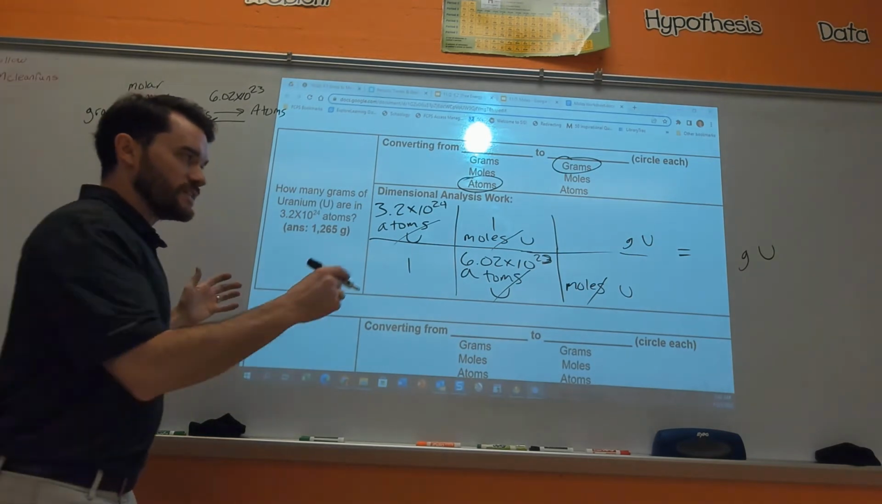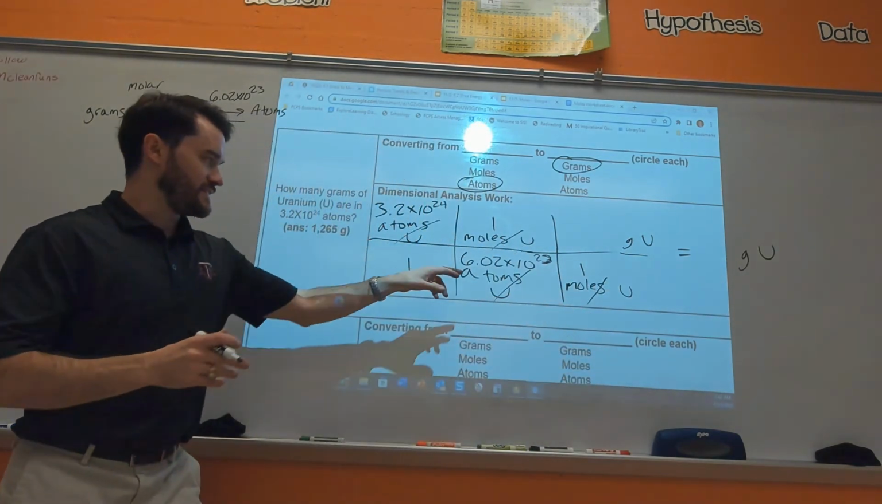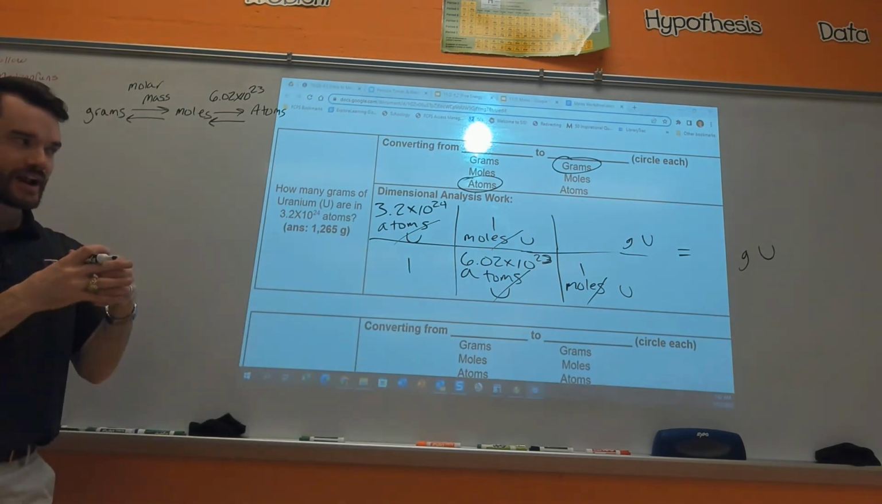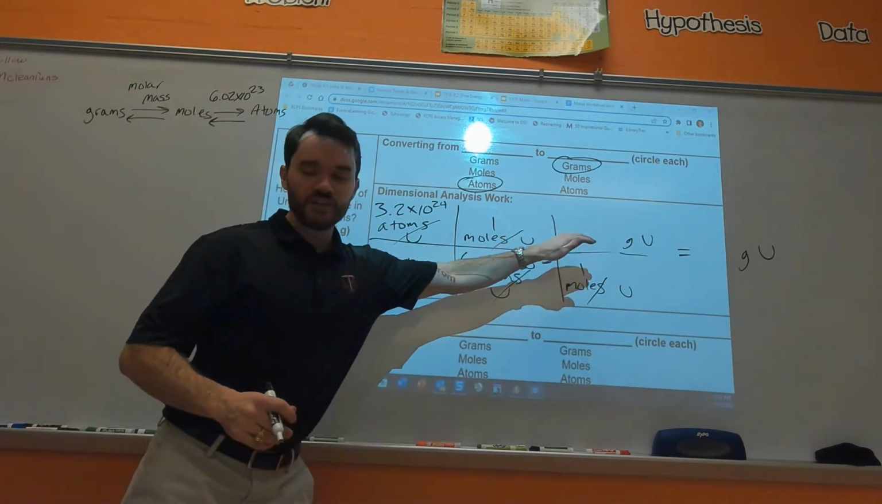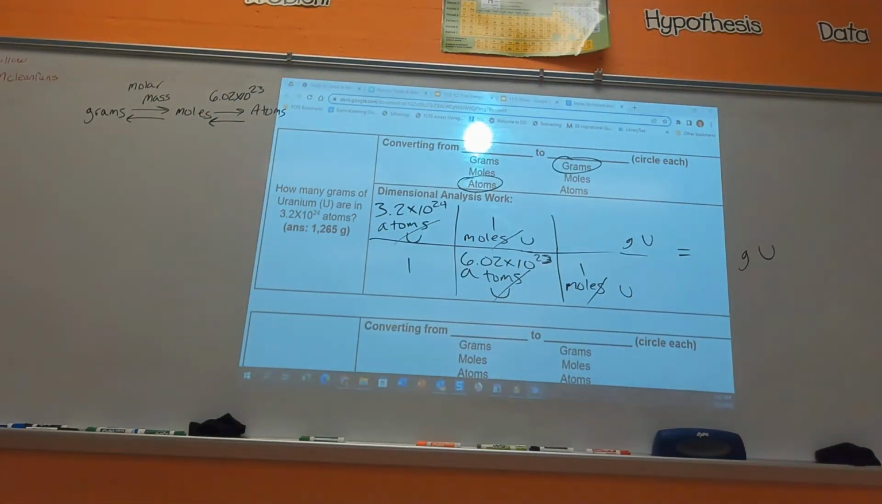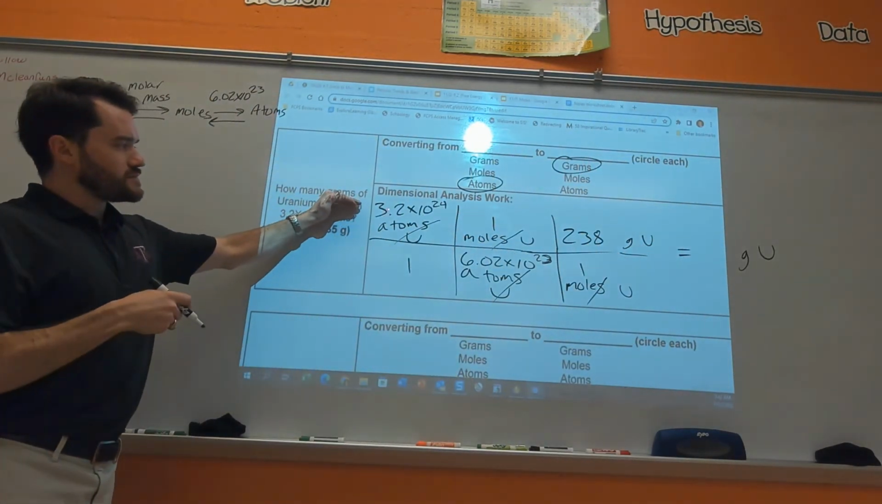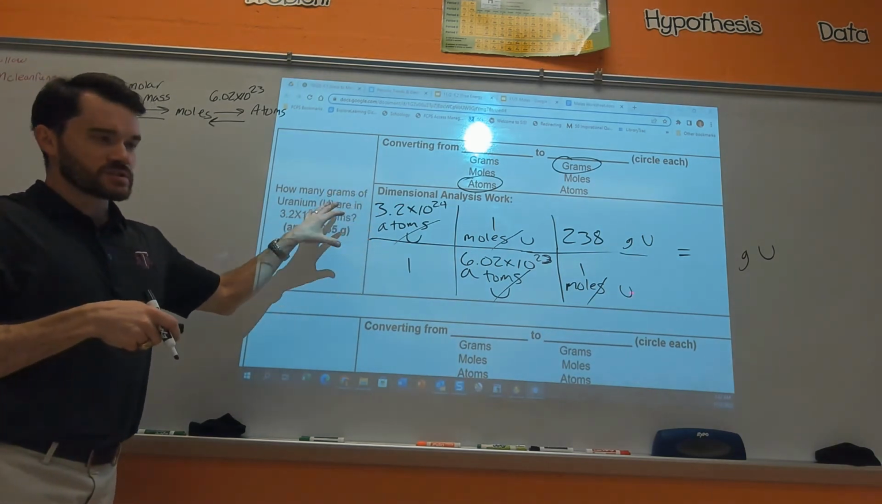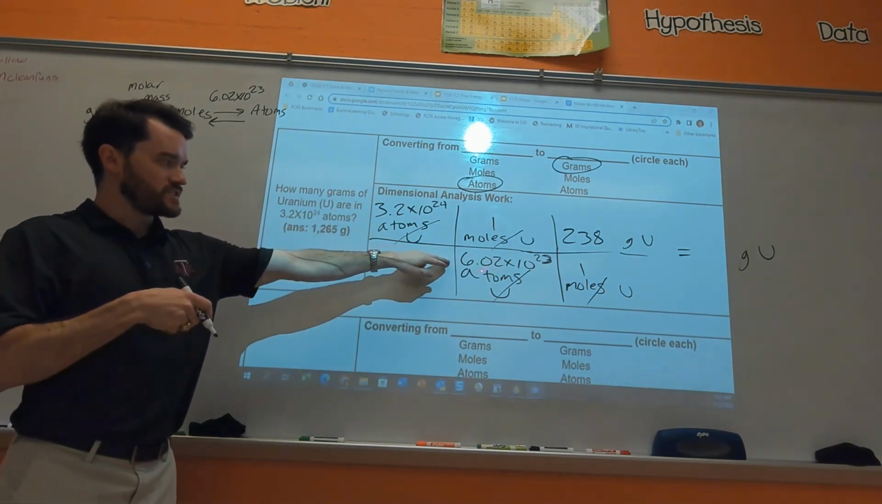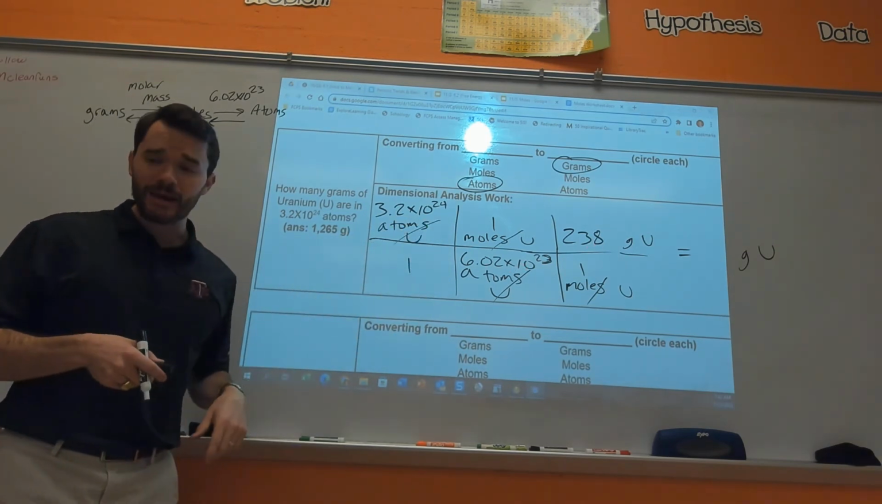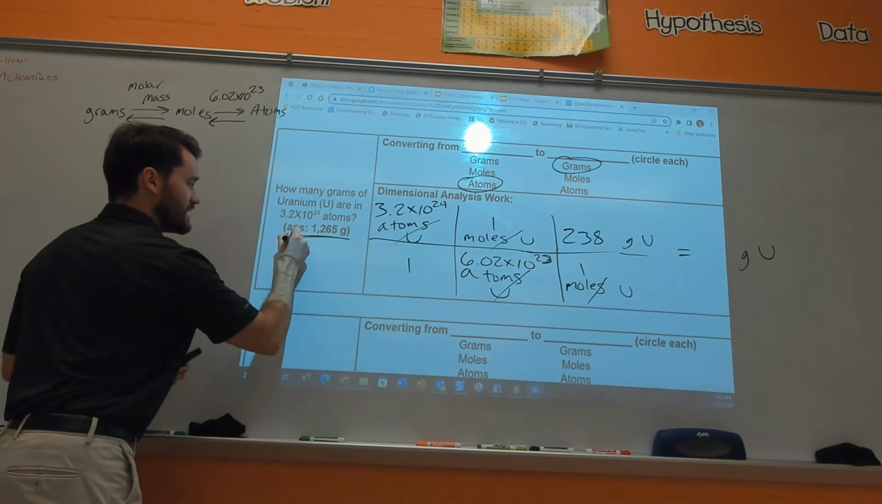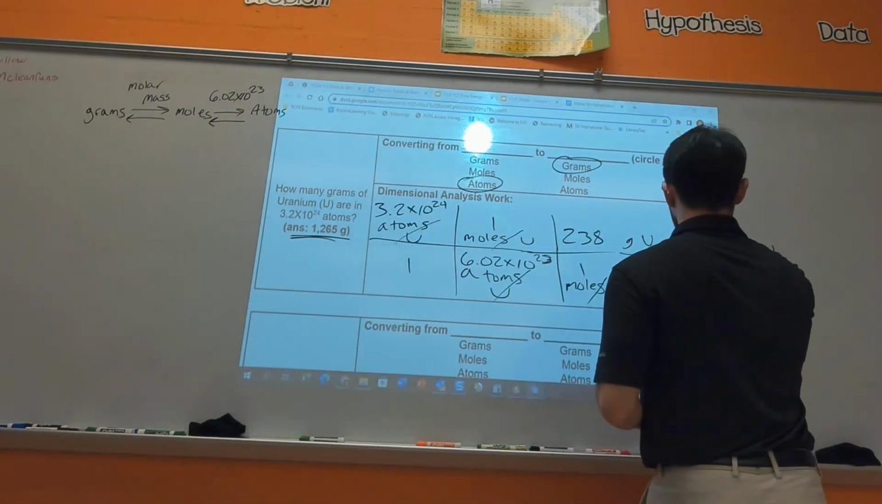Now, we've done this before, right? In 1 mole of uranium, you take 6.02 times 10 to the 23rd uranium atoms, put them on a scale, and it should weigh, find uranium on the periodic table, it's in the actinoids, that very bottom row. Find the mass number, and it is 238. So 238 grams. If you do 3.2 times 10 to the 24th, divide by Avogadro's number, 6.02 times 10 to the 23rd, and then times 238, you should get this answer, 1,265 grams.